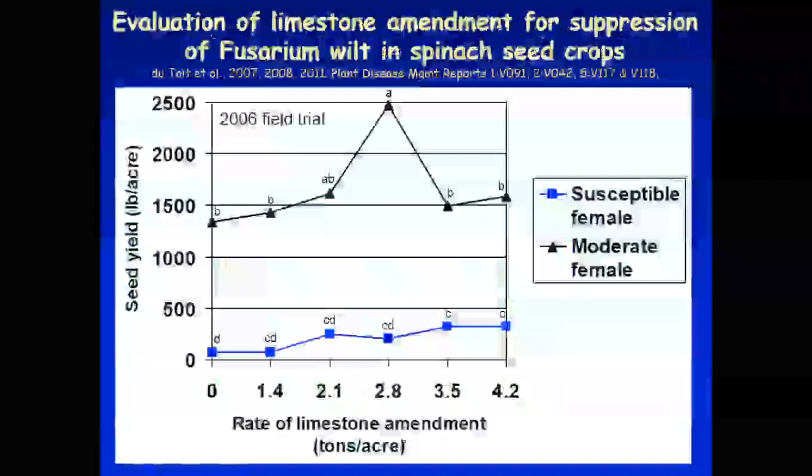But what happened when we went above that rate of limestone? Why did the yield just suddenly plummet? Well, what happens when you raise pH in the soil and you start to tie up certain essential micronutrients?